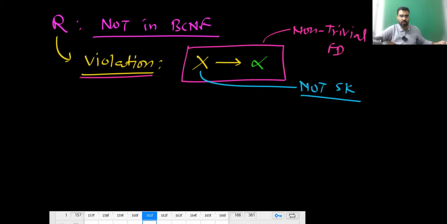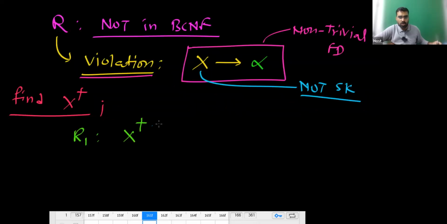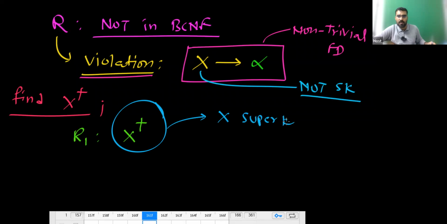Because this is a violation of BCNF. In this situation, you will find X plus. And then you can notice in R1, you will put X plus. Because you are putting X plus, can I guarantee that X is a super key here? Agree or not? Definitely X is a super key.